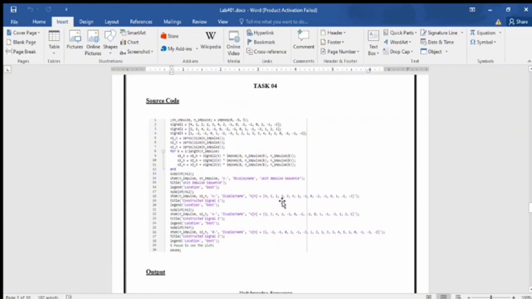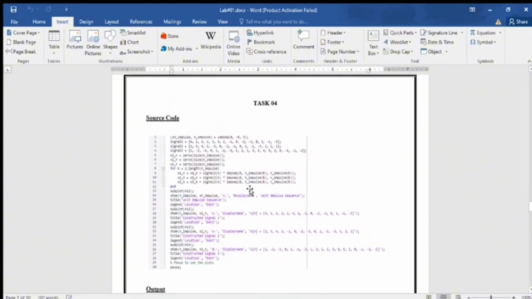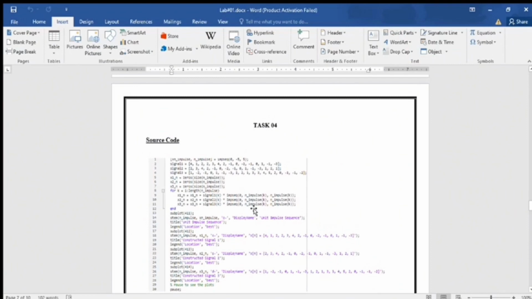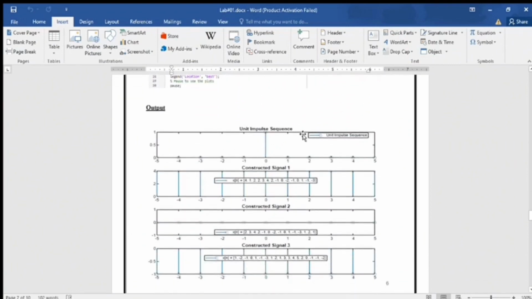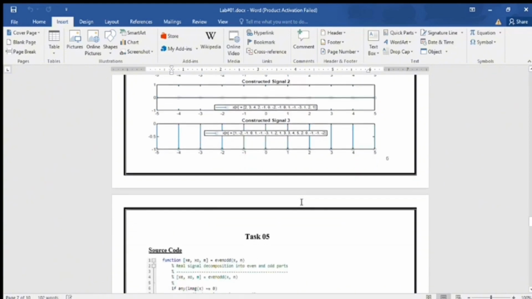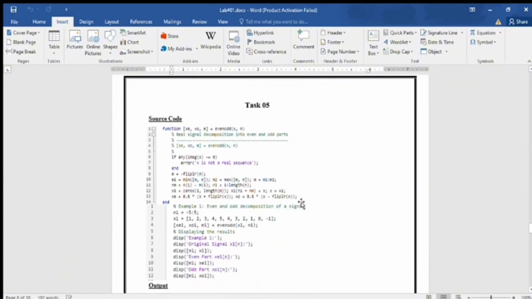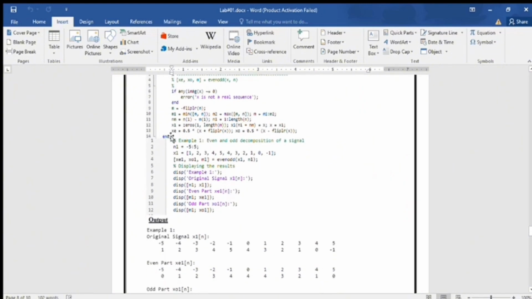Moving on to task 5. In this task we are defining the function which extracts the even and odd components from the given signal. To extract the even part of the signal, it flips the signal and then adds it to the original signal, and to get its odd part it flips the signal and subtracts it from the original signal. We have taken this signal as an example which varies from -5 to 5 and its values are 1, 2, 3, 4, 5, 4, 3, 2, 1, 0 and -1. When we give this signal as an input to that function which we have already defined earlier, it displays its even part and then its odd part.